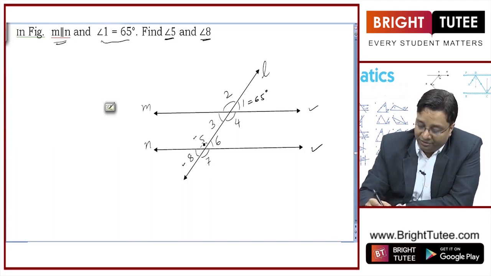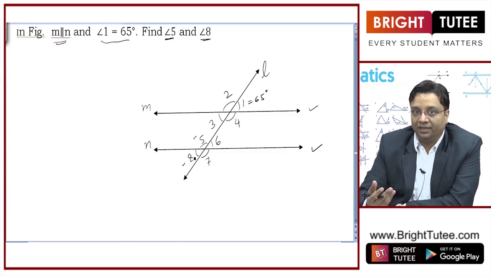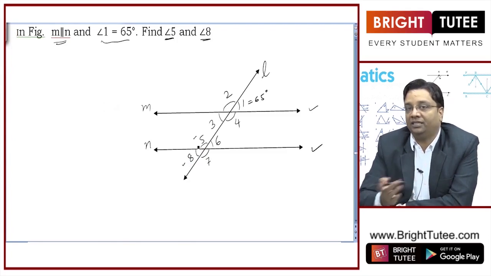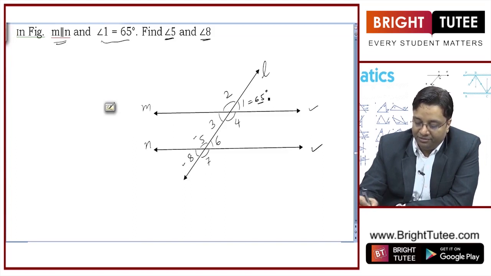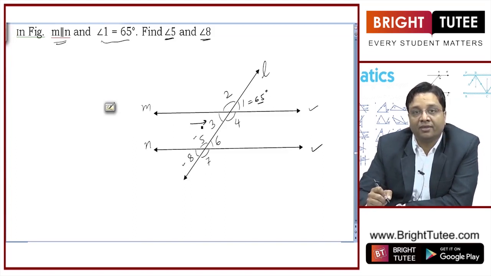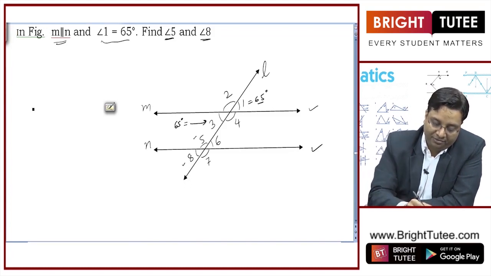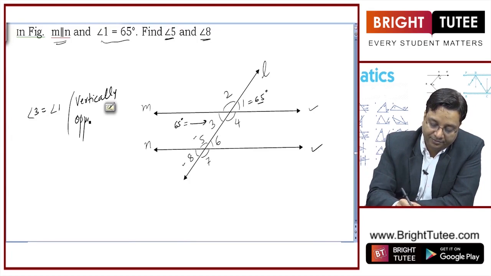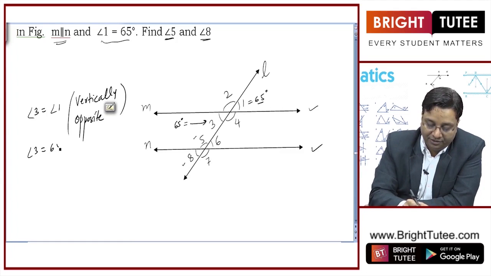Now notice that if we find angle 5, angle 8 is just the linear pair of angle 5, right? So if we find angle 5 or angle 8, we will subtract it from 180 to find the other one. Second, if angle 1 is 65, what will be angle 3? Angle 3 will also be equal to 65 degrees. Why? Because angle 3 is equal to angle 1 because they are vertically opposite angles. So the first thing is that angle 3 is 65 degrees.